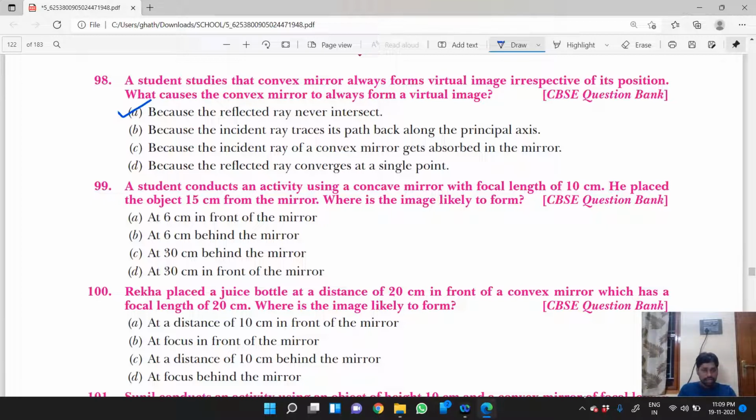Next, question number 99. A student conducts an activity using a concave mirror of focal length 10 centimeters. For a concave mirror, focal length should be negative because it lies on the left side of the mirror. He placed an object at 15 centimeters; u also lies on the left side. Where will the image likely form? We can expect this kind of question in the exam.